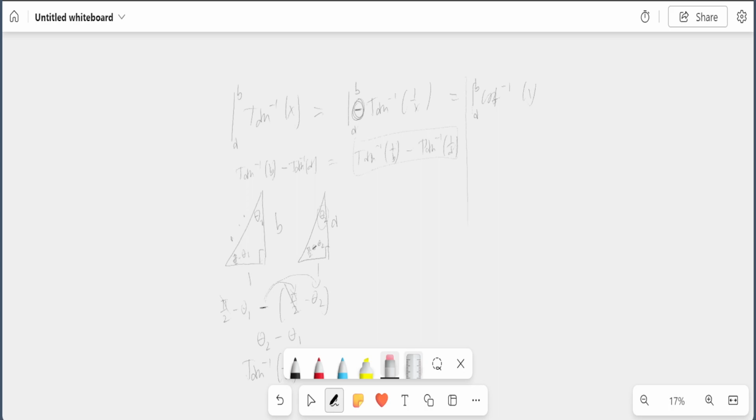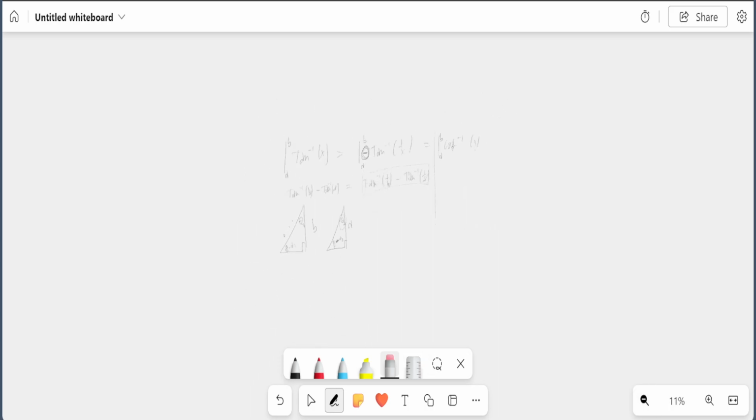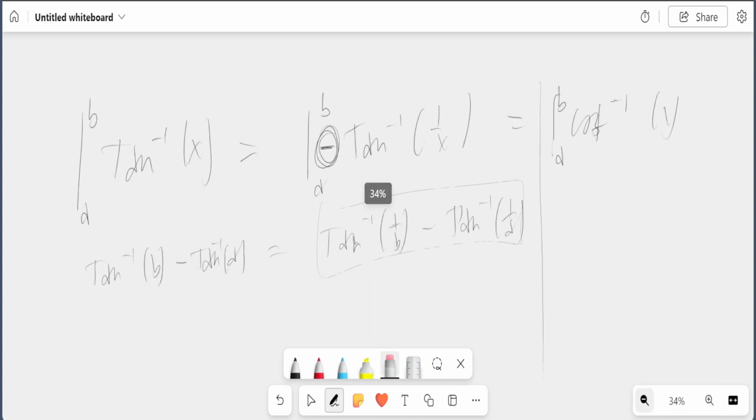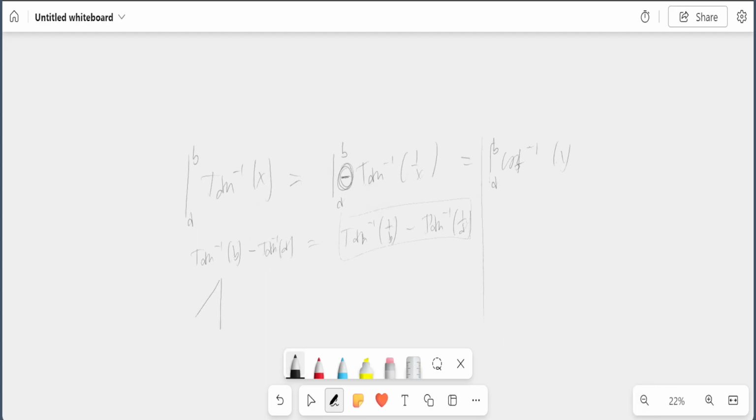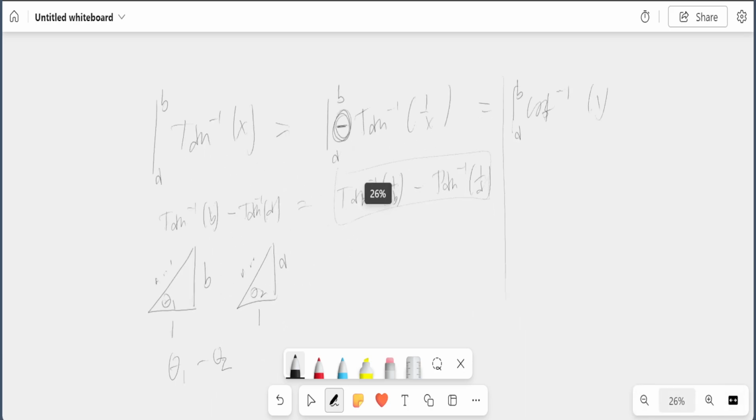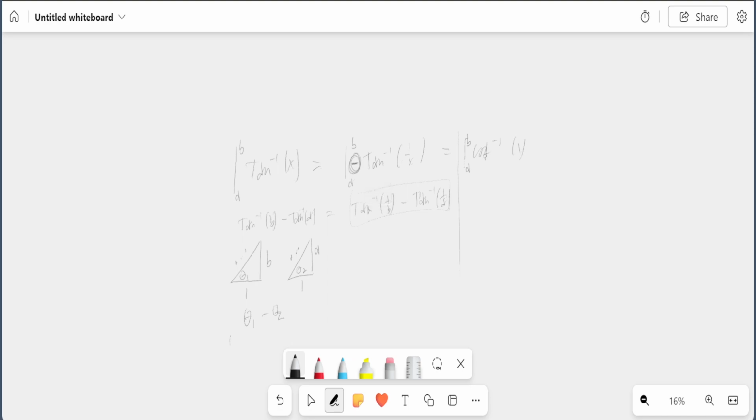So instead of having so many variables, the way I used to do it is, okay, so that's theta 1, right? And then this is b1, dot dot dot, and then this is theta 2, a1 dot dot dot. So this is equal to theta 1 minus theta 2, right? And then that's equal to pi over 2 minus theta 1.